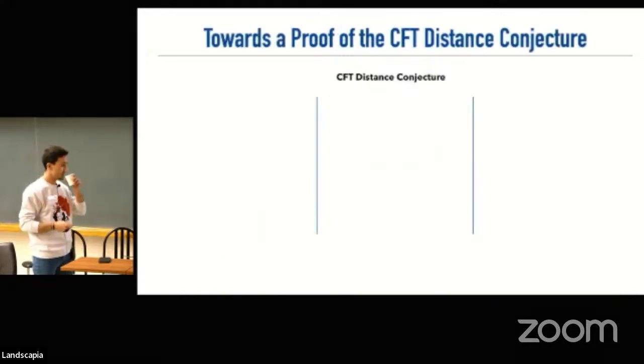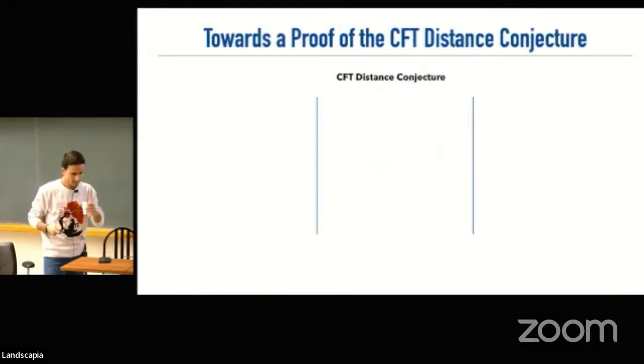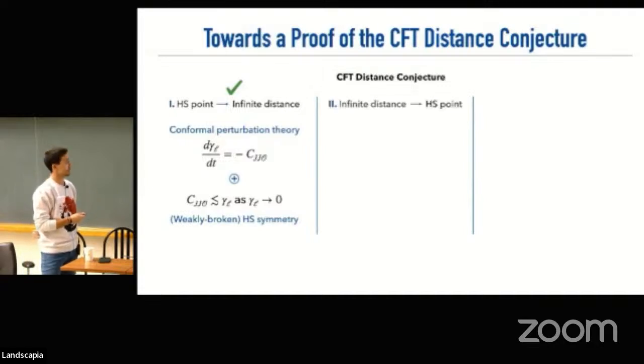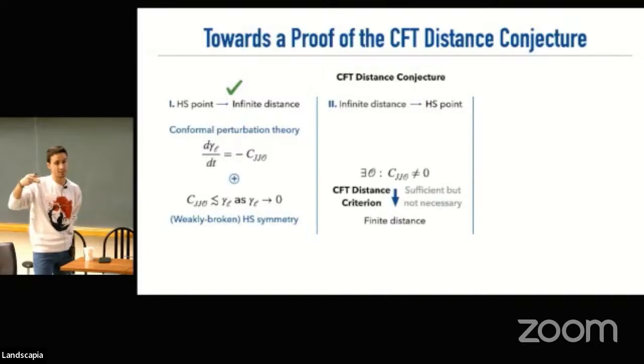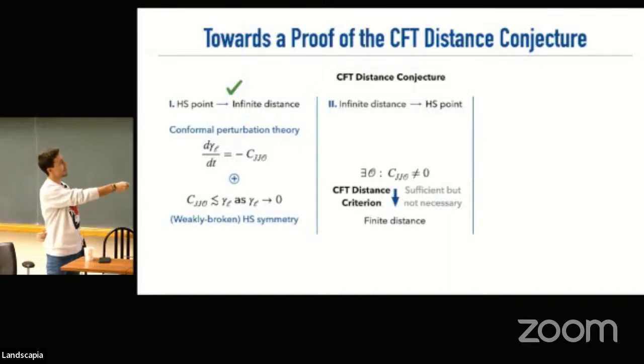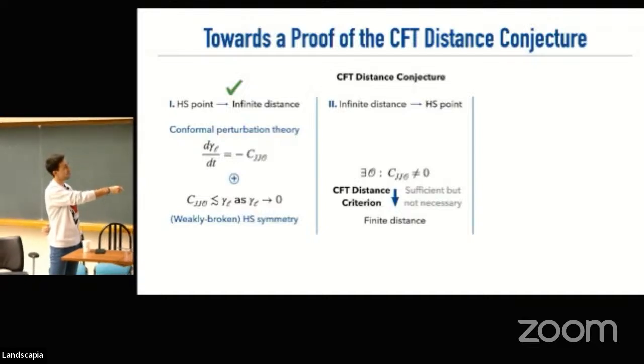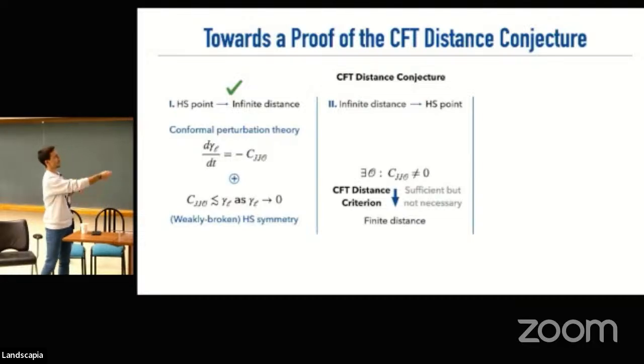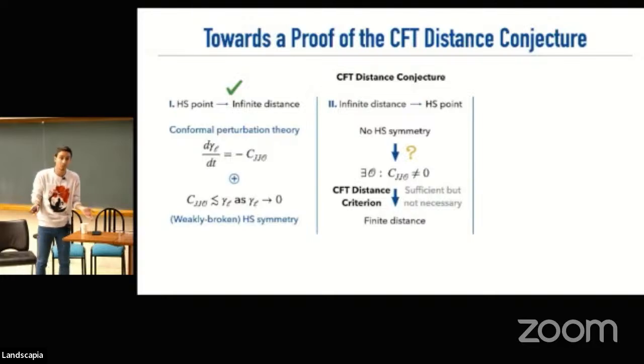So to put a summary, let me give the status of the conjecture so far. As I was saying, the first part one can prove using conformal perturbation theory and higher spin symmetry. For the second one, what I can mention is the CFT distance criterion that we give. If I find that this C J J O is non-vanishing, then this is a sufficient condition, but not necessary, for the point to be at finite distance. So if you can come to me and tell me that even with no higher spin symmetry this must be true, which I don't know how to prove, then you prove the second part. But so far it's a question.